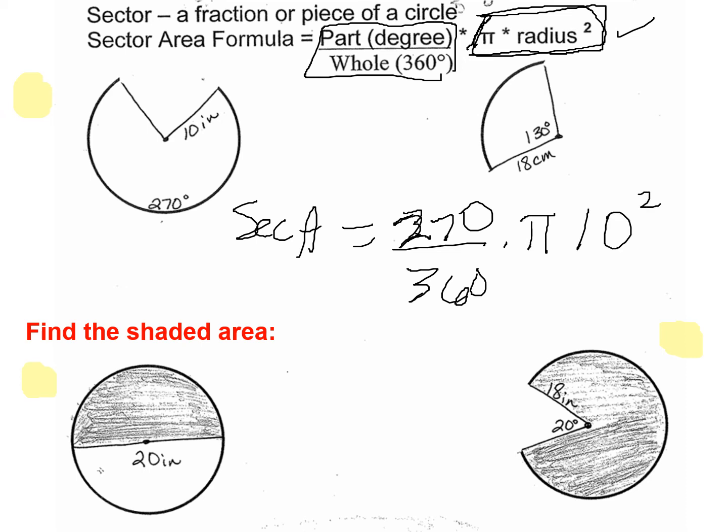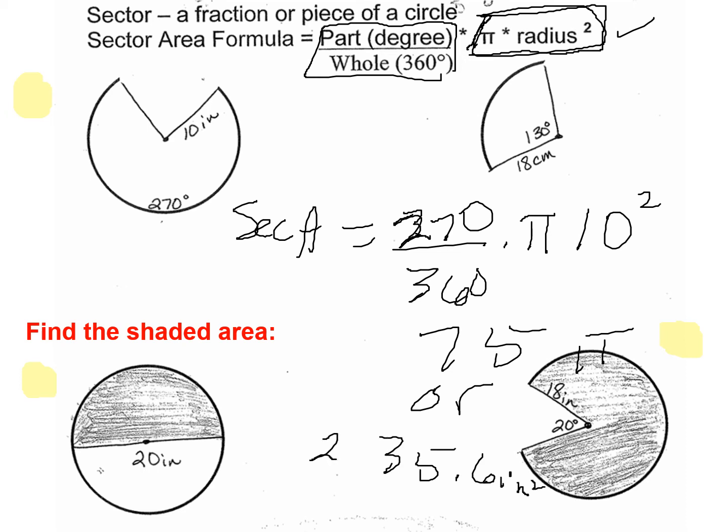You can give an exact answer for this. Don't put pi in. 75 pi or 235.6, and that would be square inches, because now this is area again.